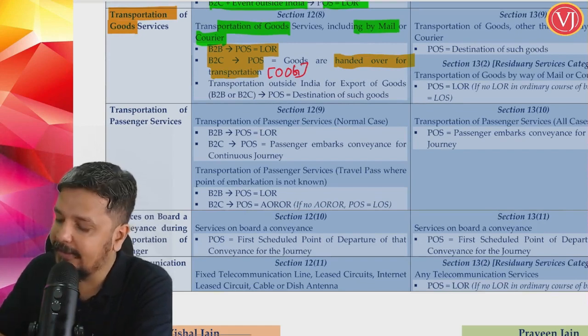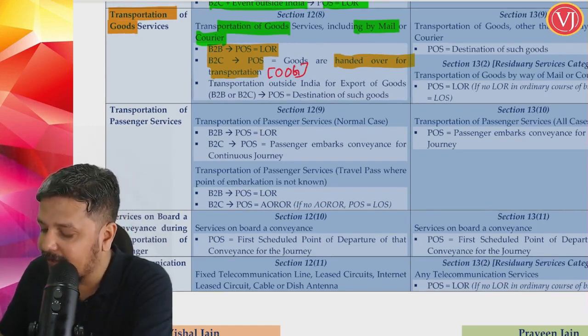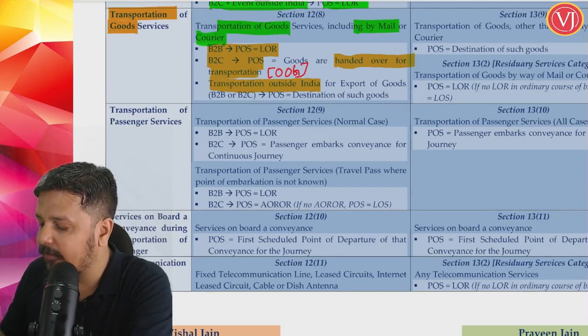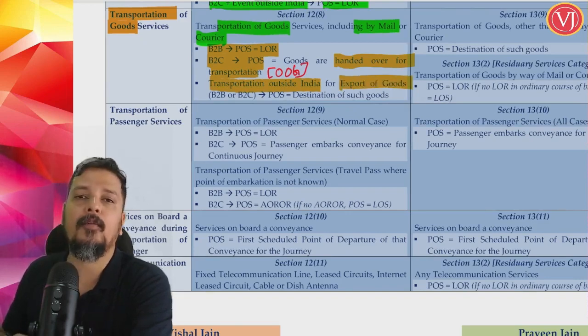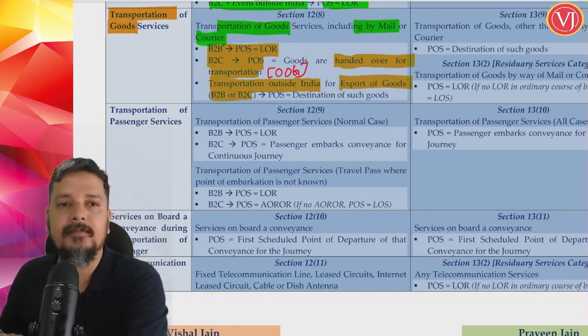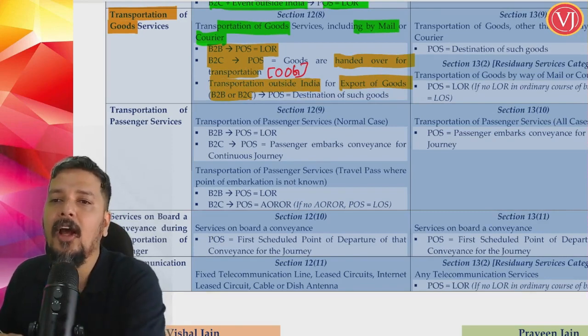There's one more category here which was added later on. If the transportation of goods is outside India for export of goods, whether B2B or B2C, forget the fact whether it is for B2B or B2C.